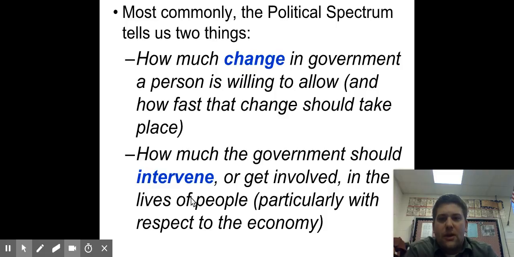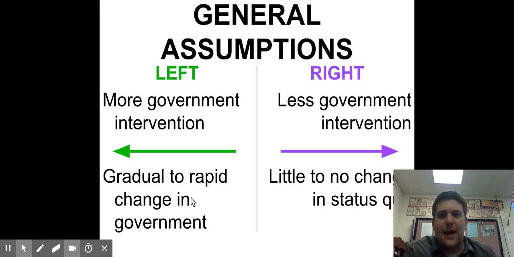So first off, how much change in government is a person willing to allow, right? And also how fast they would like to see that change, as well as how much we feel the government should intervene or get involved in the lives of people, both socially, but in particular with respect to the economy. So how much regulation should there be on business and decisions about money and taxes and things like that. So a couple general assumptions we can make based on those two things.